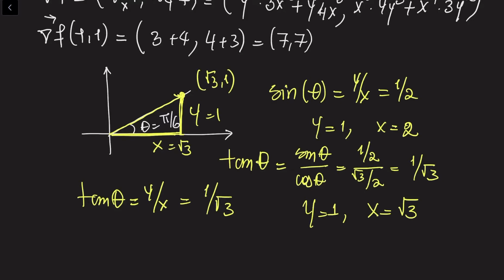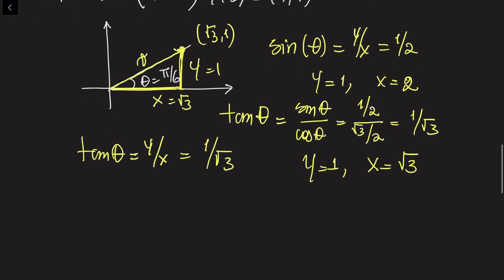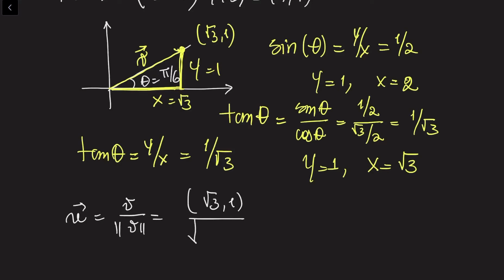So we need to find a unit vector in this direction. The unit vector in the direction of this v vector is going to be the v vector divided by the norm of this v vector. So the v vector has components square root of 3 and 1, and the norm of this vector is going to be the square root of 3 squared, which is 3, plus 1 squared, which is 1, which is the square root of 4, which is 2. So this is going to be square root of 3 over 2 and 1 over 2.